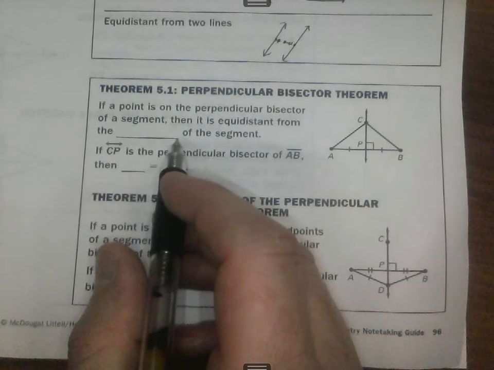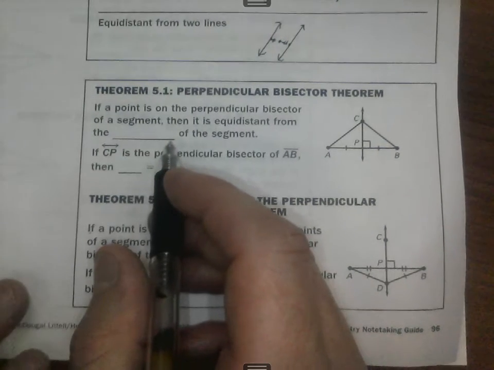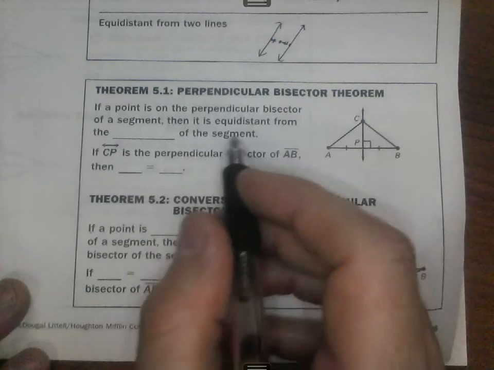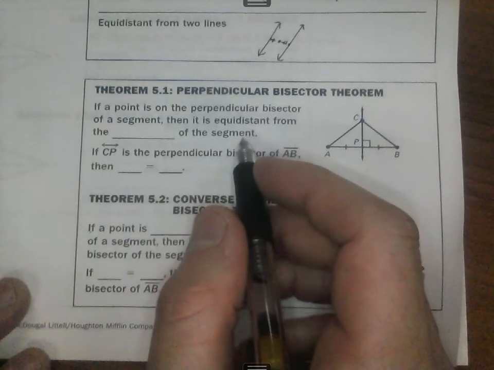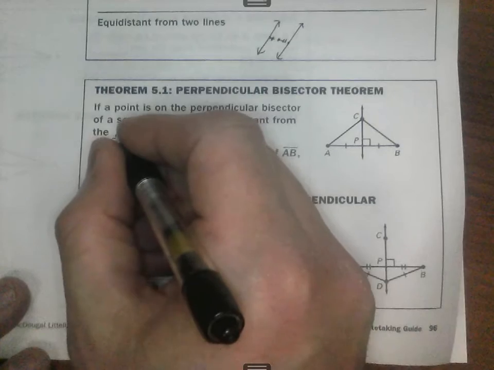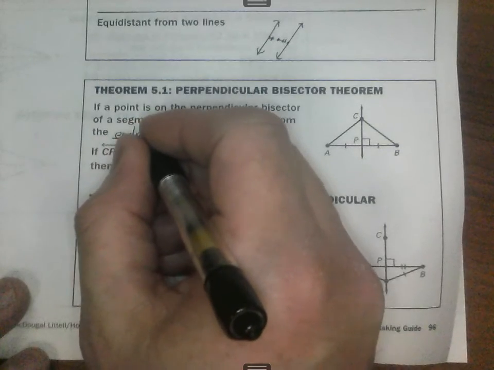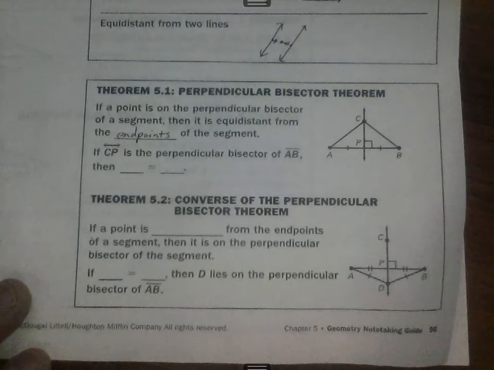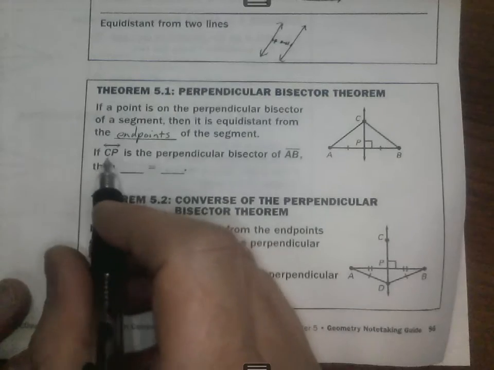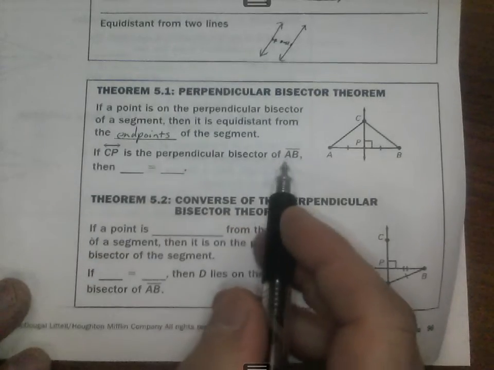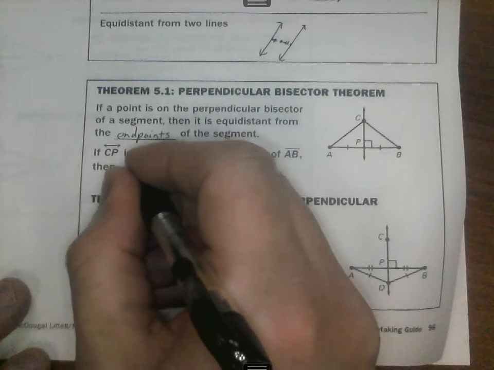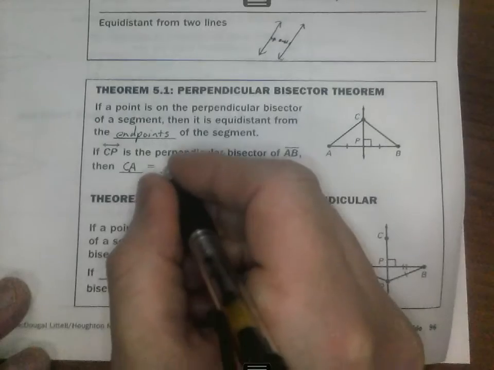So, if a point is on the perpendicular bisector of a segment, then it is equidistant from the endpoints of the segment. So if line CP is the perpendicular bisector of AB, then CA equals CB.